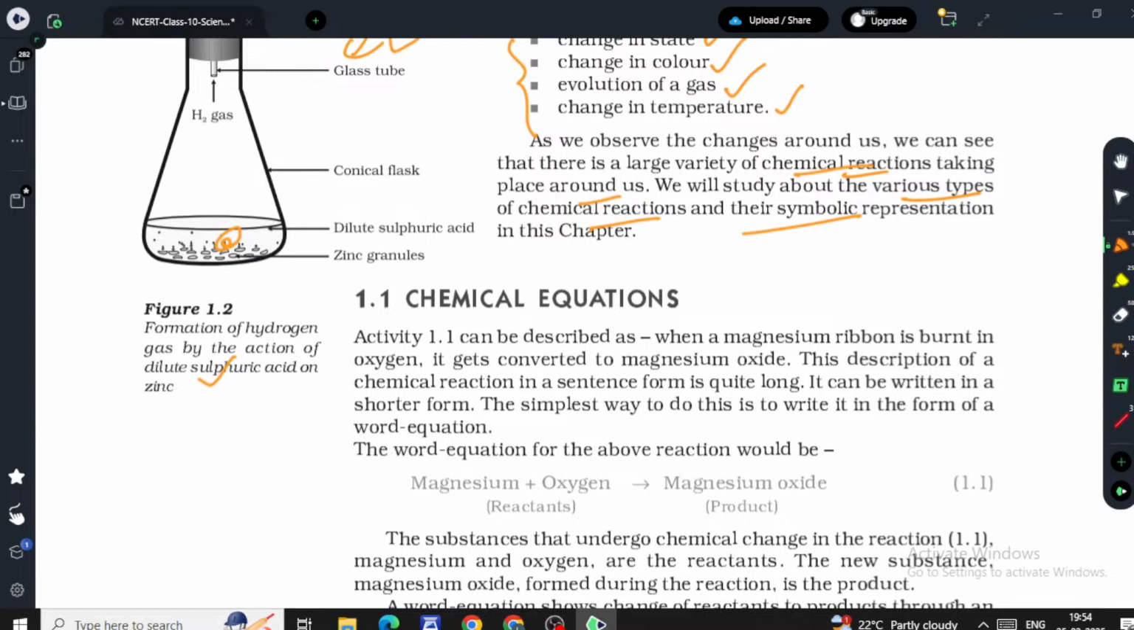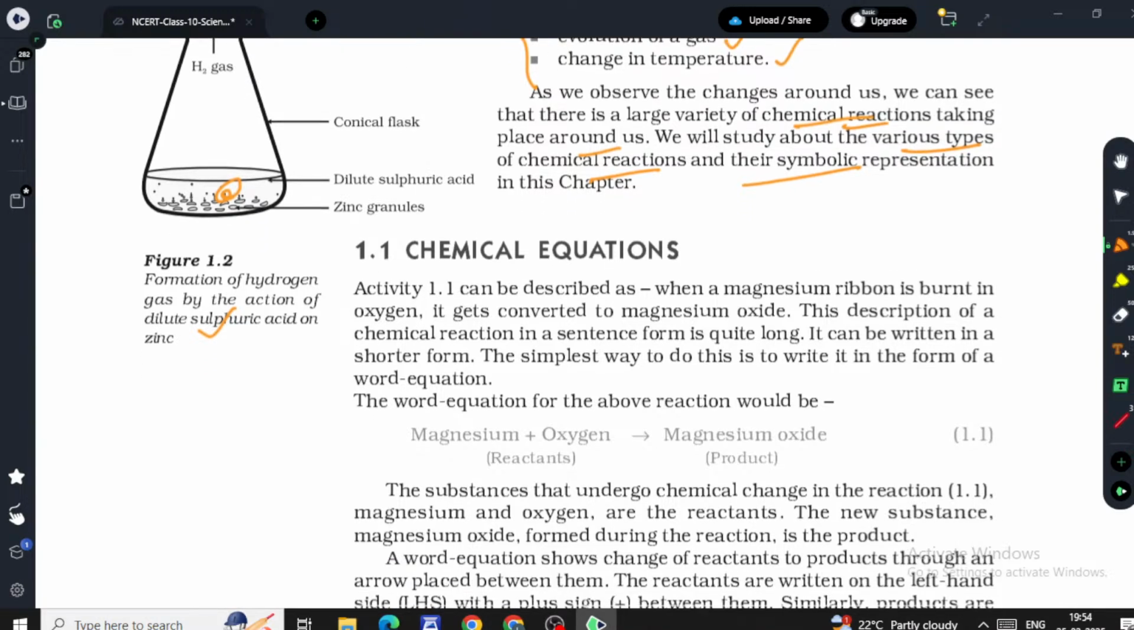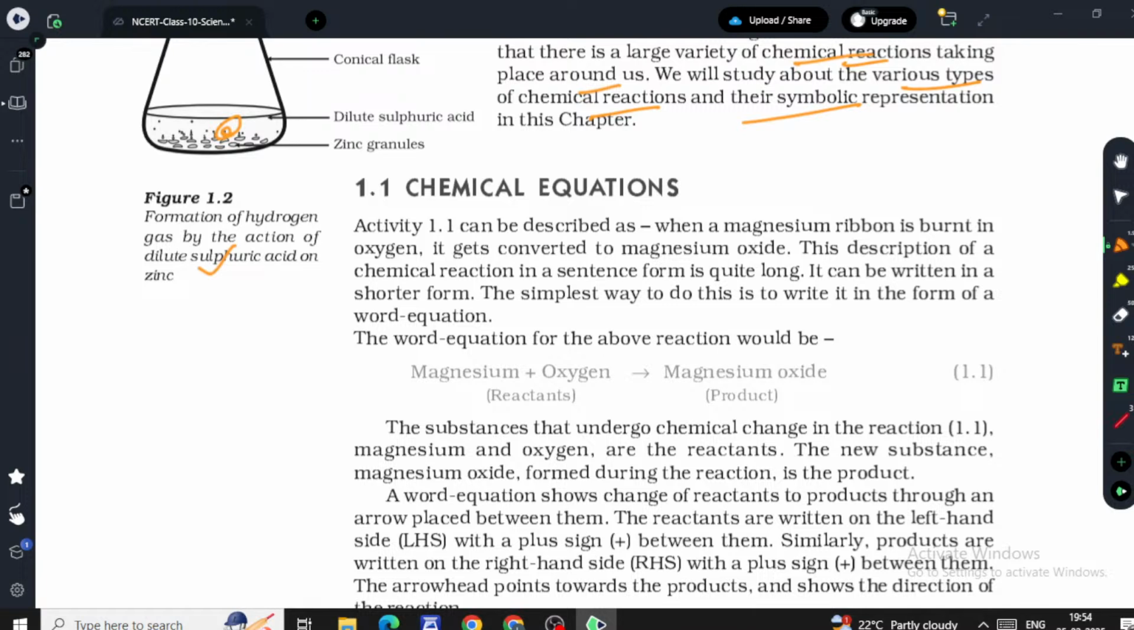Okay, now we'll go to the next para, chemical equations. Okay, chemical equations.